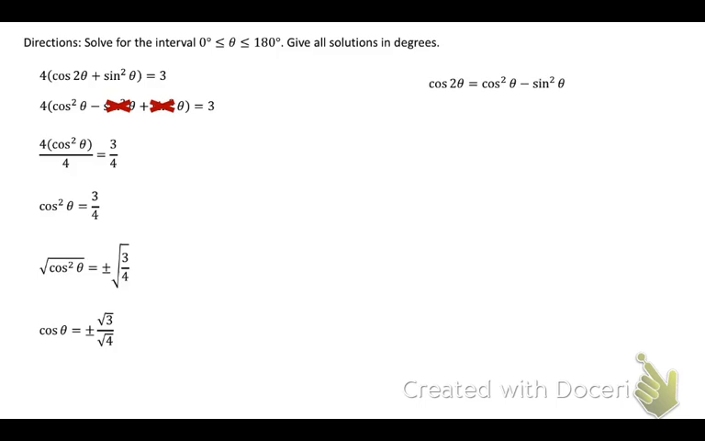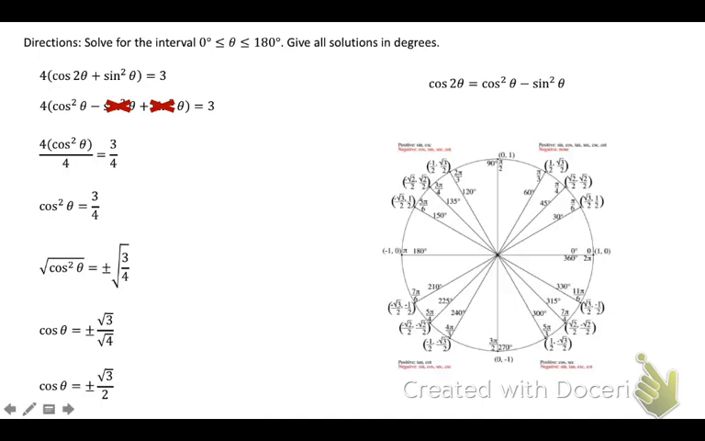If you're taking the square root of a fraction, you can put the top under the radical and the bottom. So I have plus or minus the square root of 3 over the square root of 4. Well, the square root of 4 is 2, so that's the square root of 3 over 2. Then I'm going to look at my unit circle and see where cosine equals either positive square root of 3 over 2 or negative square root of 3 over 2. And that is at 30 degrees and 150.